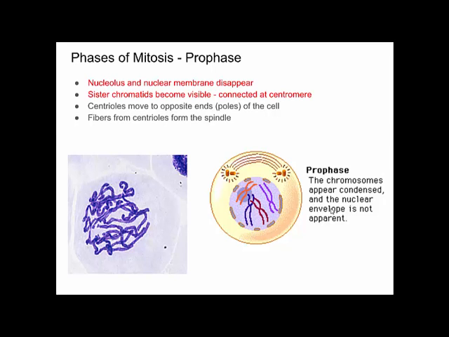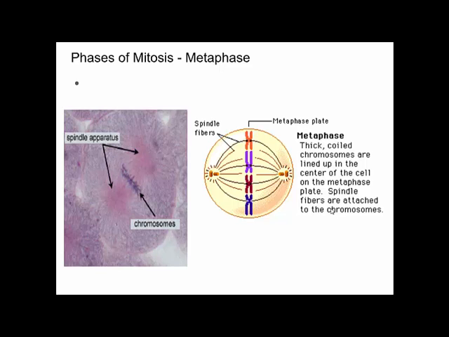So that's prophase, preparing. In metaphase, the chromosomes go to the middle of the cell, the part of the cell we call the equator. Remember the M in metaphase? Because they line up in the middle. And so the chromosomes line up.